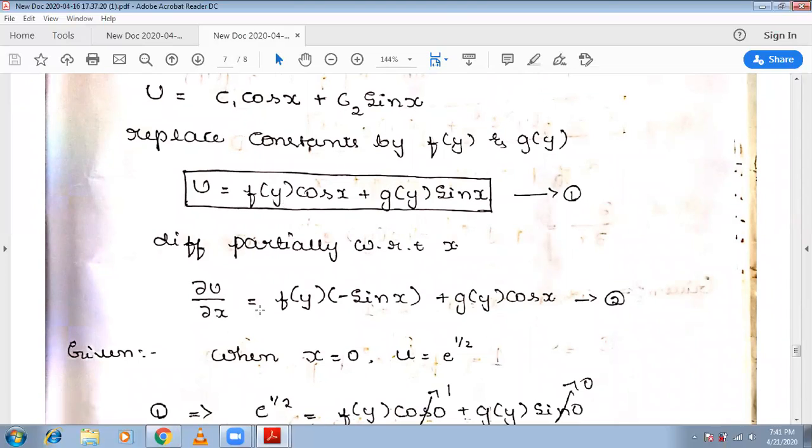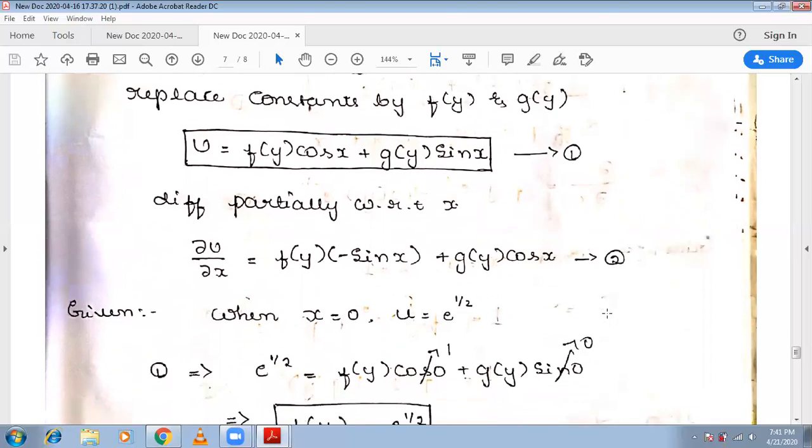First find ∂u/∂x. f(y) write as it is. cos x differentiation is minus sin x, plus g(y) into cos x, since sin x differentiation is cos x. Call it equation 2.